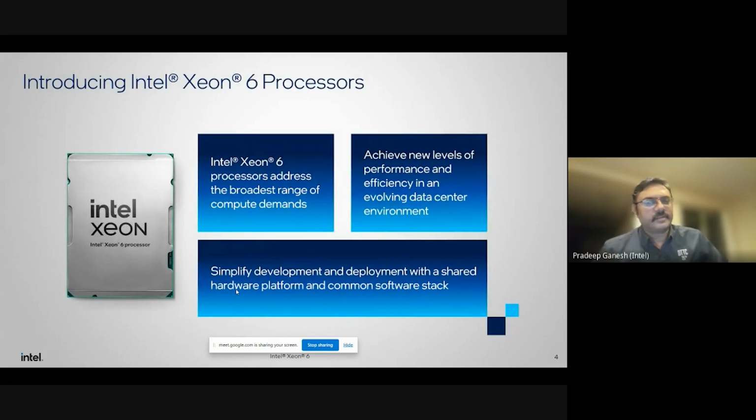So Xeon 6 processors, codenamed Granite Rapids and Sierra Forest. The platform is BirdStream, and they address a broad range of compute demands. They achieve new levels of performance and efficiency in the data center environment, in the on-prem server environment, and in the enterprise server environment. So across the board, they establish leadership in computing.